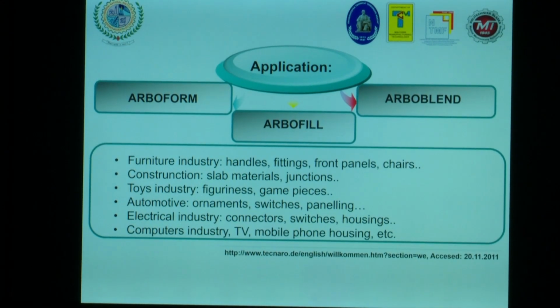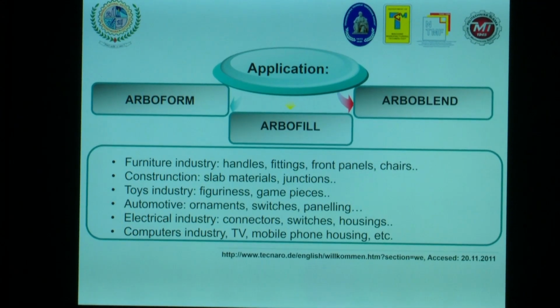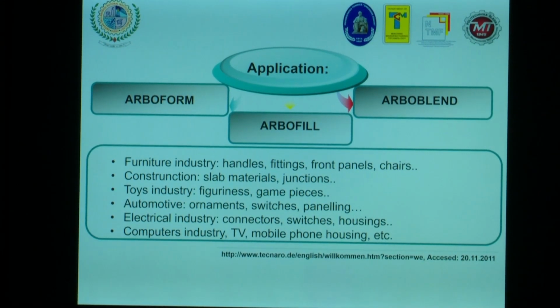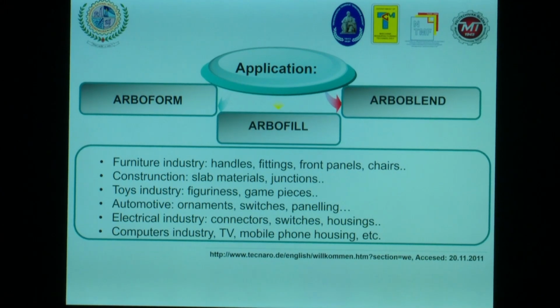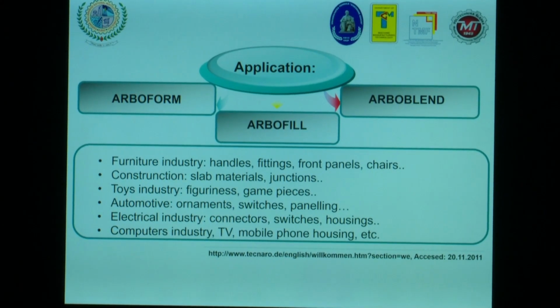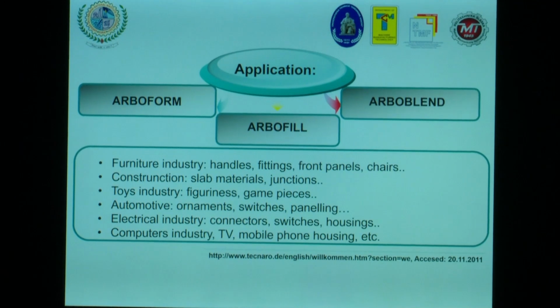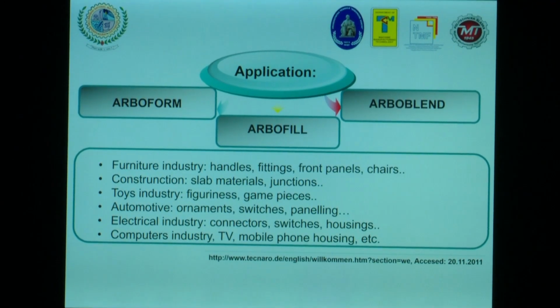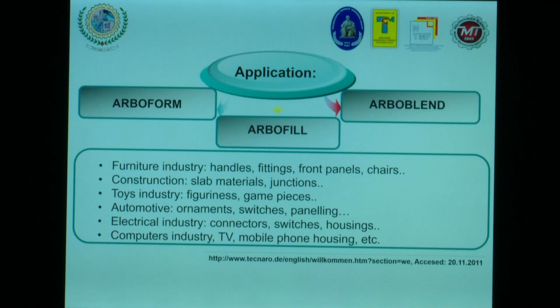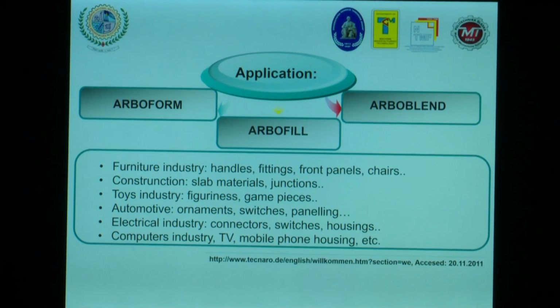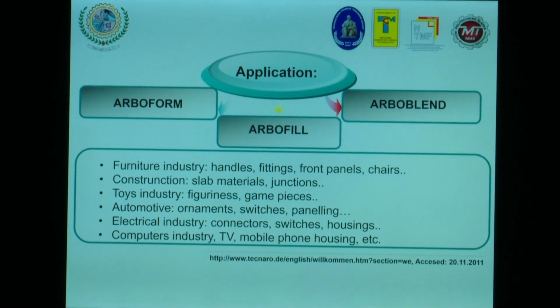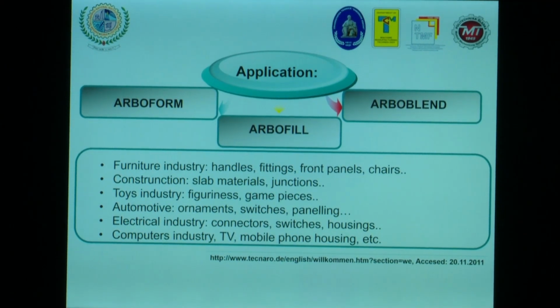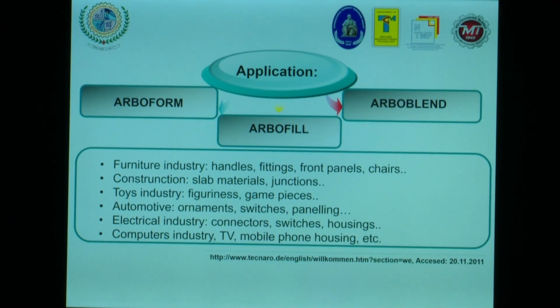So you can see over there that all the material that I mentioned so far, we can use in the furniture industry. Okay, doesn't matter, handles, fittings, front panels, chairs, construction, slab material, junctions, the toy industry. I think it's important, the toy industry, to replace the plastic material for our children with biodegradable material. Automotive, ornaments, switches, paneling, electrical industry, connectors, housing, and so on. Computer industry, TV, mobile phone housing.